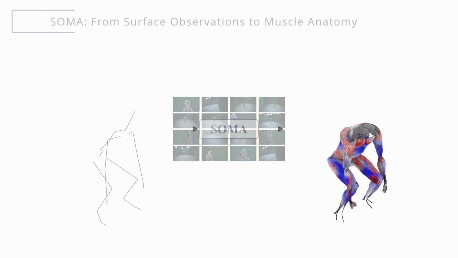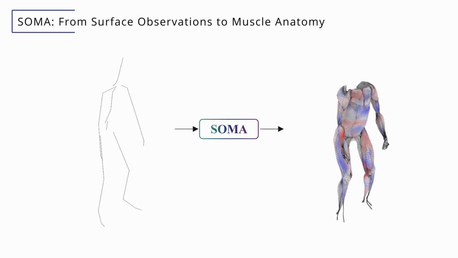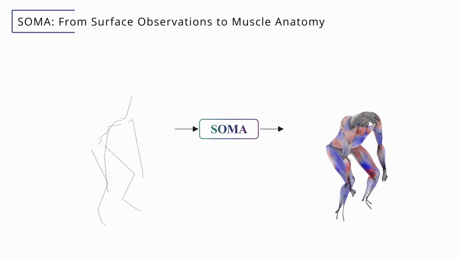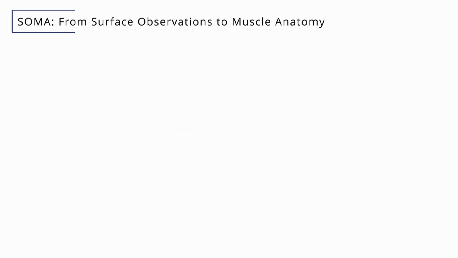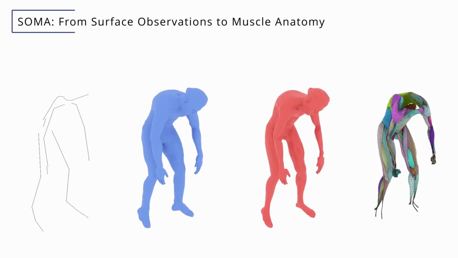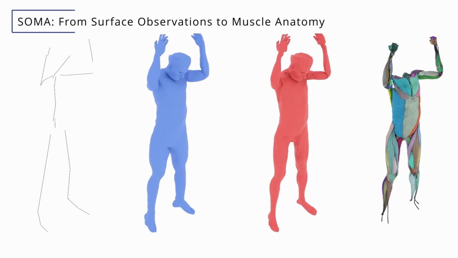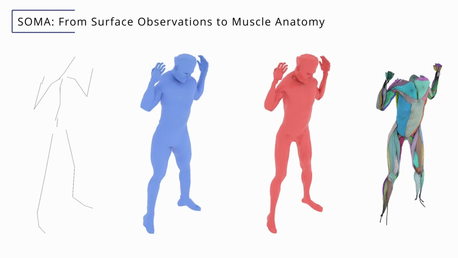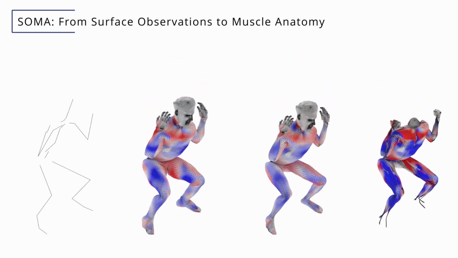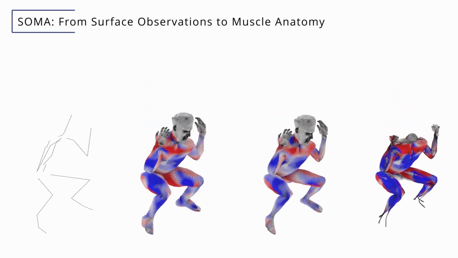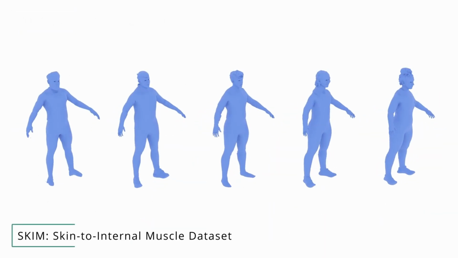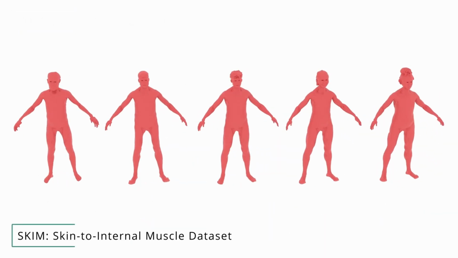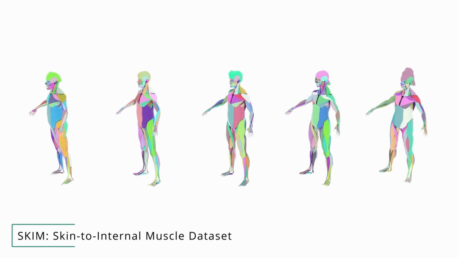CT or MRI scans. To solve this, we present SOMA, a subject-specific model that recovers complex muscle anatomy directly from surface observations. At test time, our method requires solely the input motion and the anatomical canonical templates for the subject to reproduce accurate muscle and skin predictions. To power this, we introduce SCIM, a high-fidelity dataset that bridges the gap between outer surface tracking and internal anatomy.